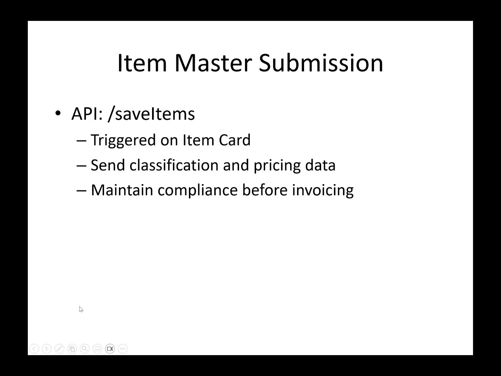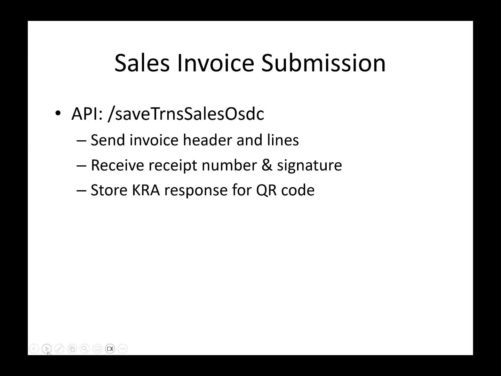Yes, so we can continue with our next slide. We have the invoicing. We invoice the sales invoice process flow, where now the most important part is sales submissions. When we post a sales invoice in Business Central, we need to send this specific sales invoice data with a QR code to KRA. So this one we receive a receipt number and a signature. This one is stored in KRA response for a QR code. So we have a QR code, I'll showcase on the BC part of it. You will see now the endpoint is there.